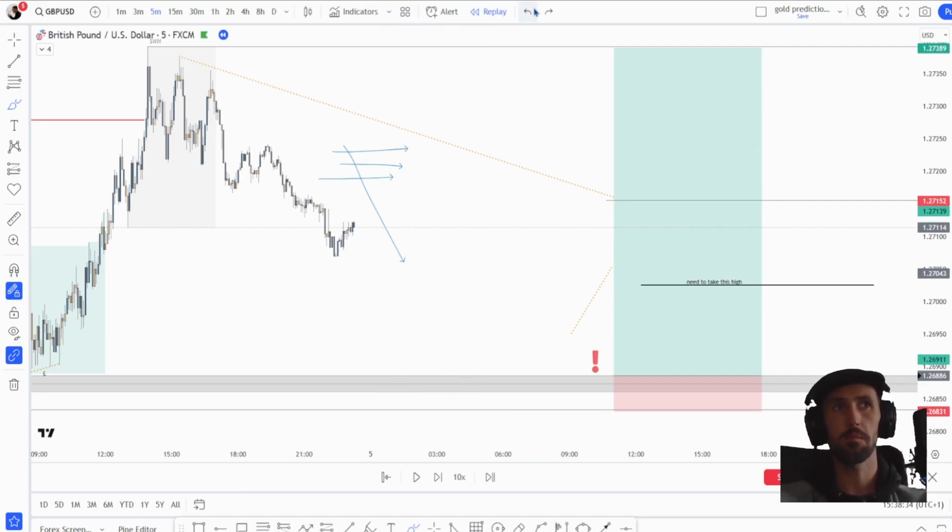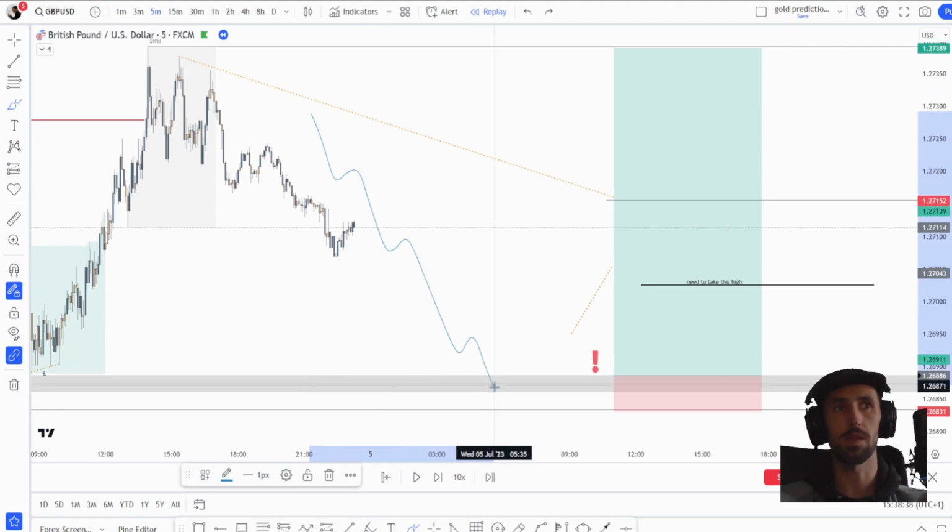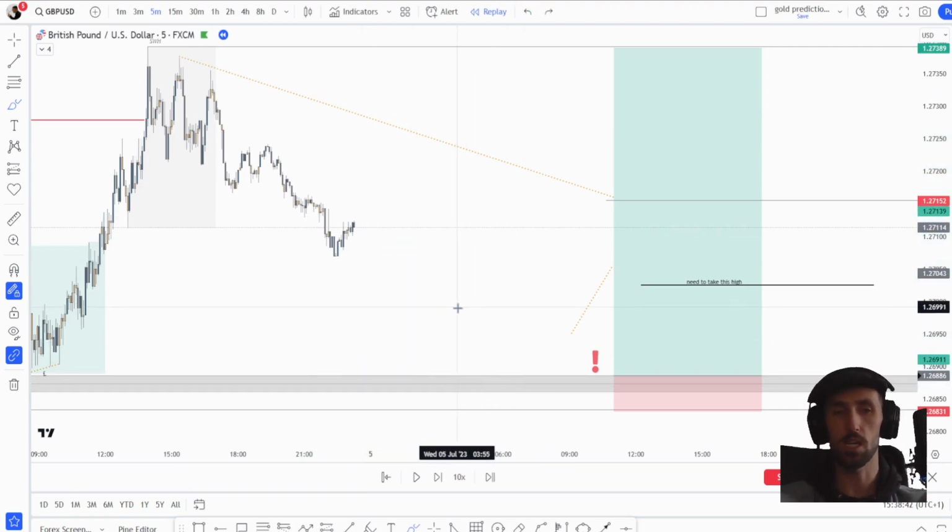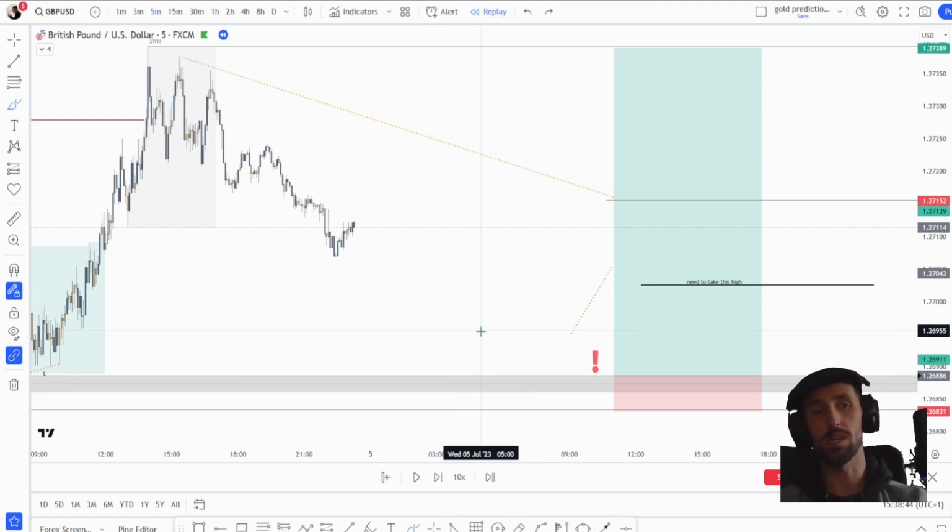Again, it doesn't have to be super efficient. We just don't want to see it travel straight down like this, because that is more of an expansion or an aggressive price action movement. Whereas that tells us the investments may have changed and they may not be on our side of the market anymore.